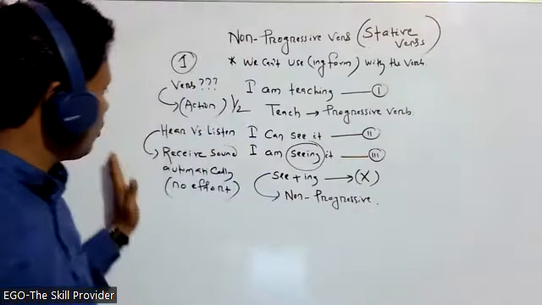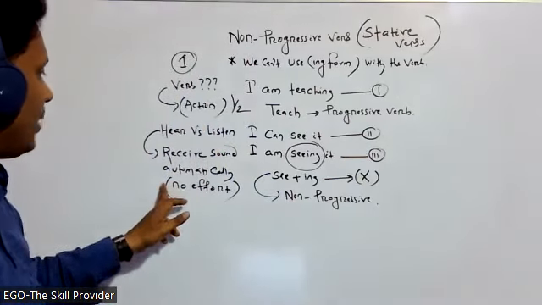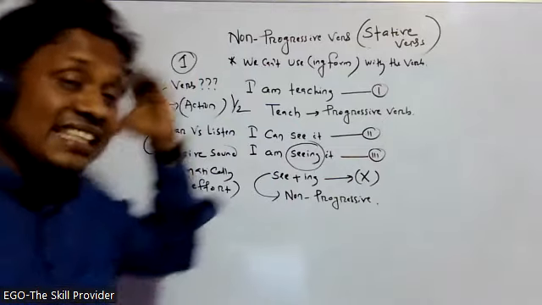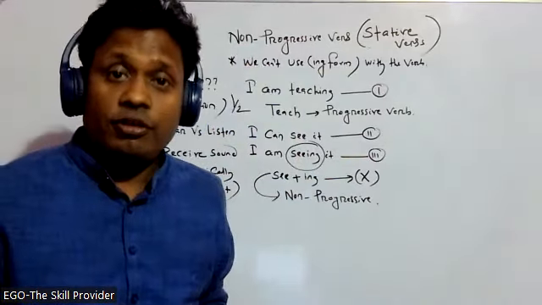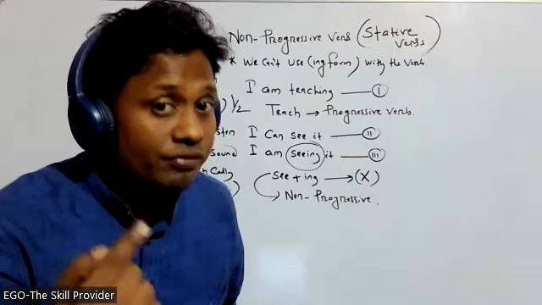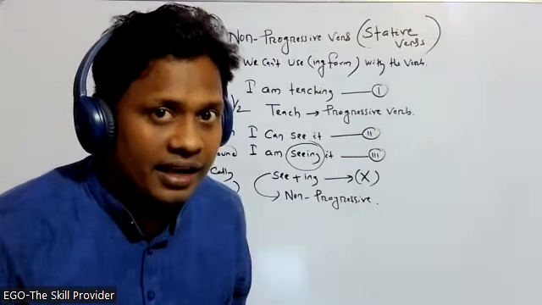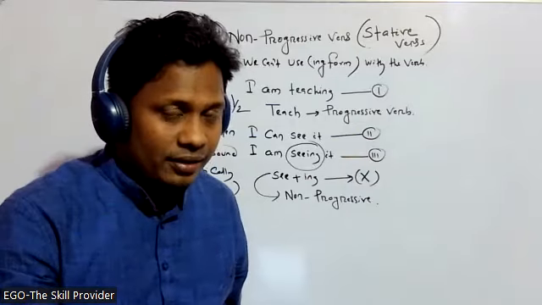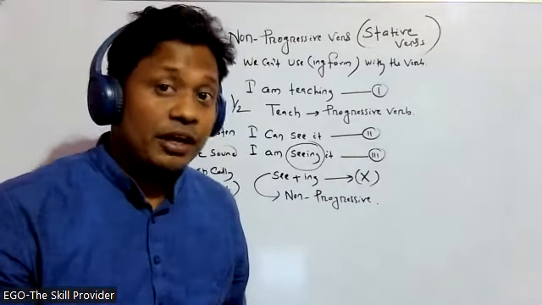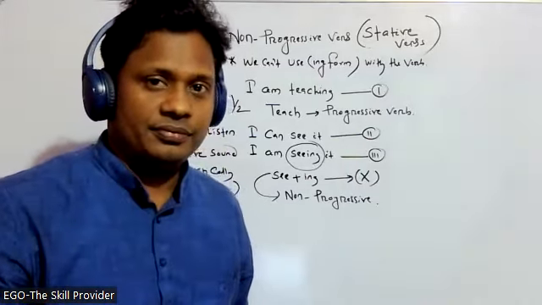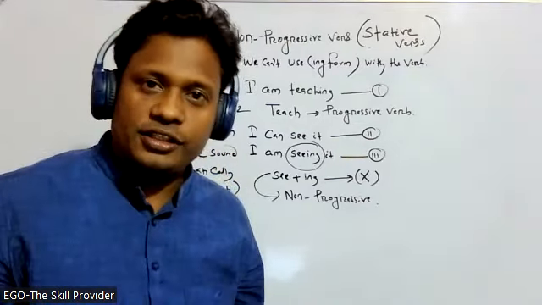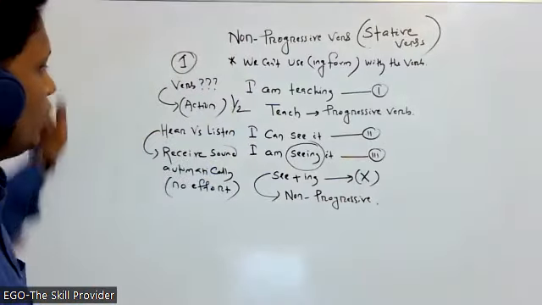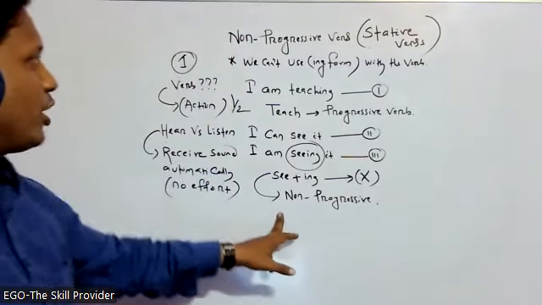So these are hear and listen. I have given an example where hear is just like a state of mind. You don't require any physical exercise. But listen, you put a lot of interest. You are not hearing, you are listening to me because you are putting effort, some degree of physical effort. So this is all about non-progressive verb.